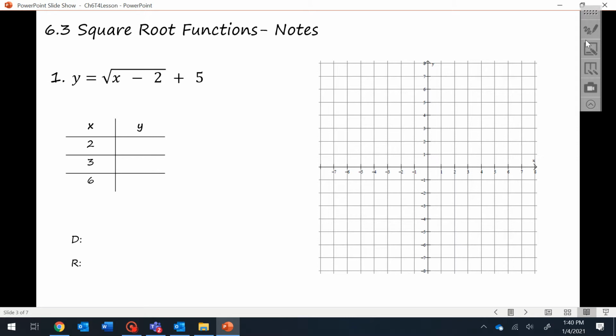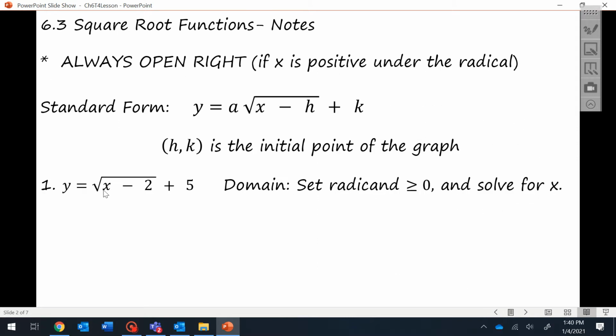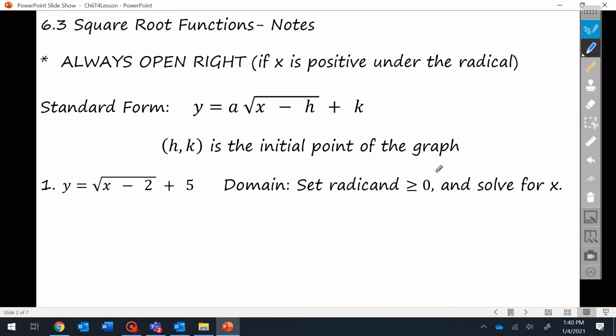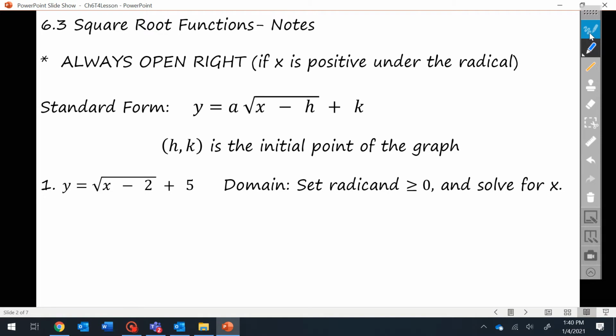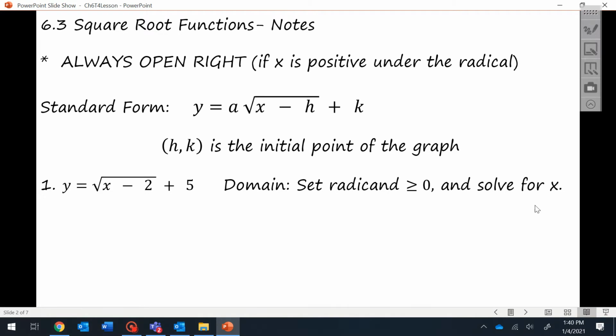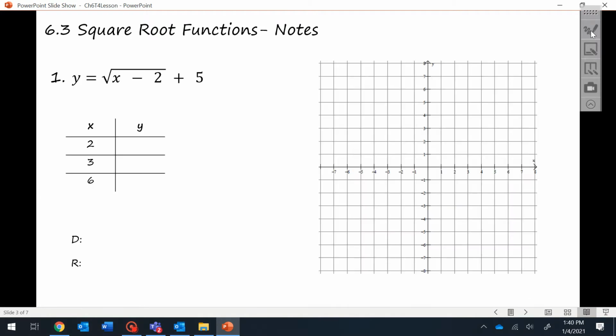So let's take a look at this. We want to graph this. Now take a look back at this for a second. We can determine what the domain is by setting the radicand greater than or equal to 0 and solving for x. This is the radicand, and it's going to tell me what the domain is. I just need to set x minus 2 greater than or equal to 0 and solve that for x. But we will very easily be able to tell what the domain is just by looking at the graph.